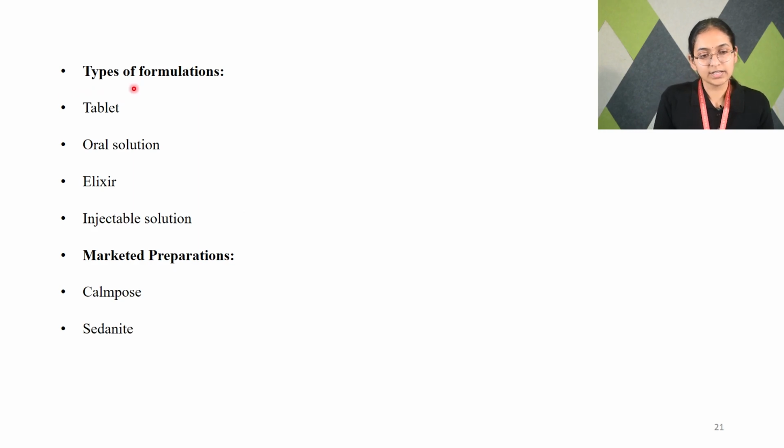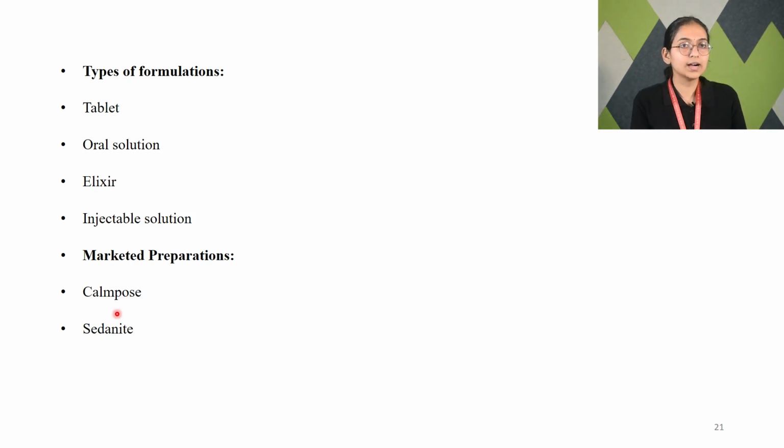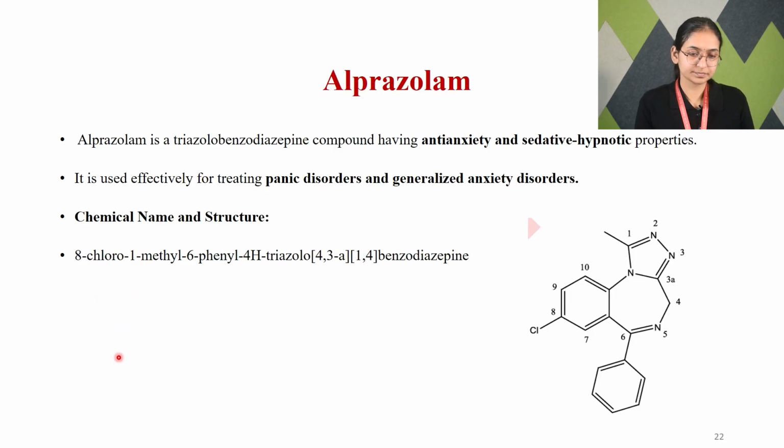Next are the types of formulations of diazepam. They are available in tablet form, oral solutions, elixirs, and injectable solutions. The marketed preparations, that is the brand names by which they are available in the market, are Campos and Sidenite. So this was about the first drug.